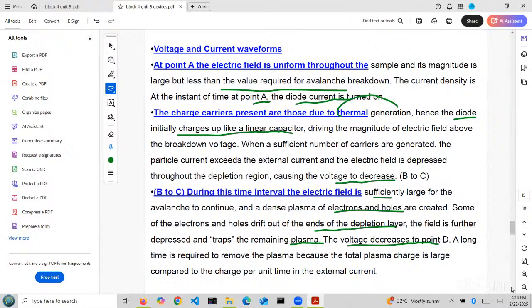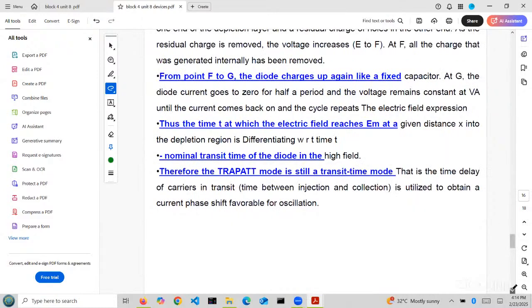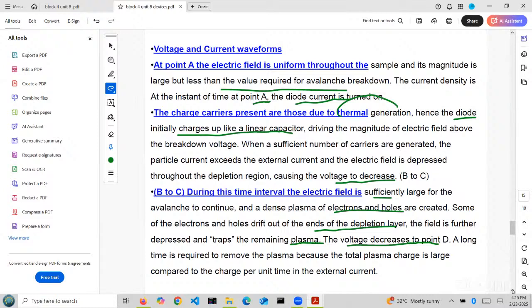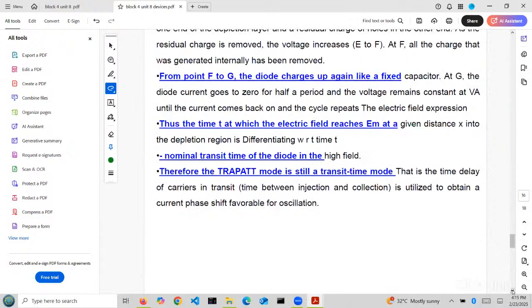Next, what is happening? After that, the voltage is decreasing from point E to F. From point E to F, what are we doing? Removing or extraction of the plasma. The extraction of plasma is taken from E to F.